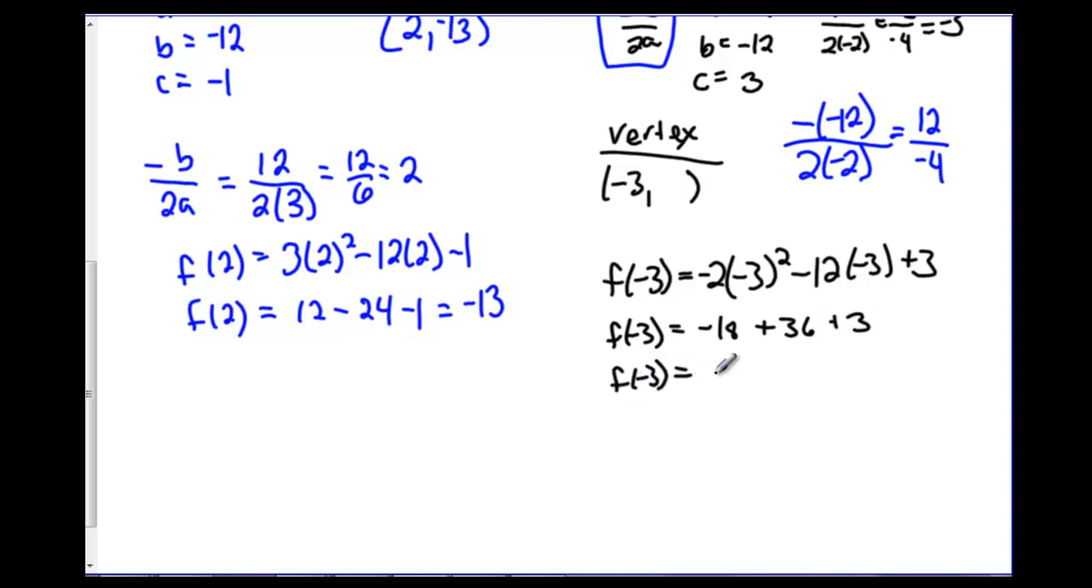So did you guys get 21? All right, good. So our vertex is going to be -3, 21. Yes, negative 3, 21. Thank you.